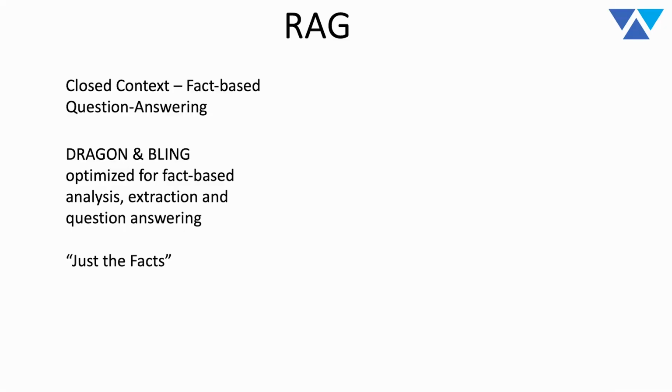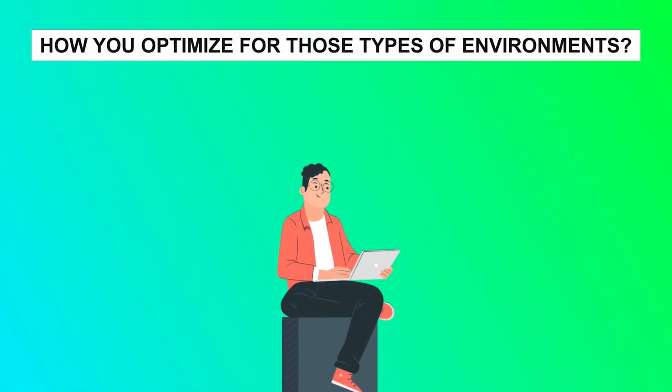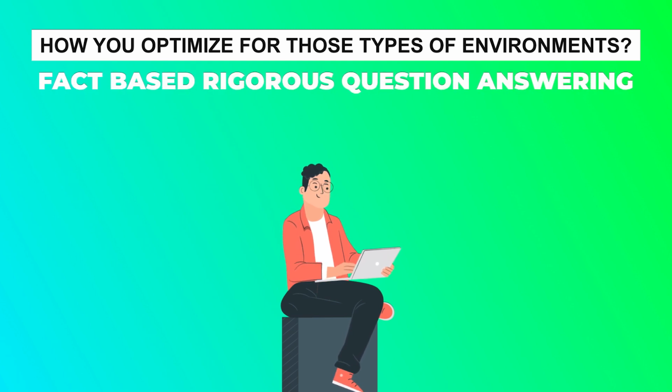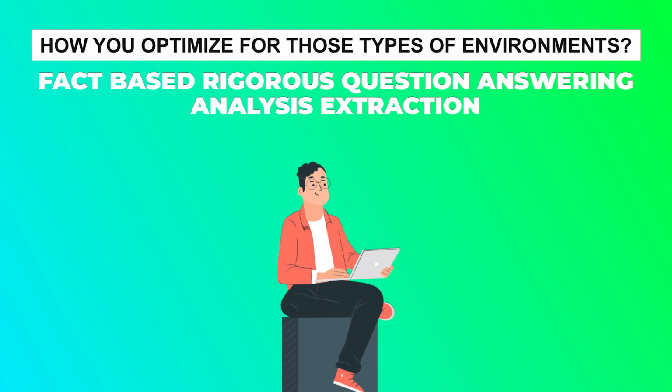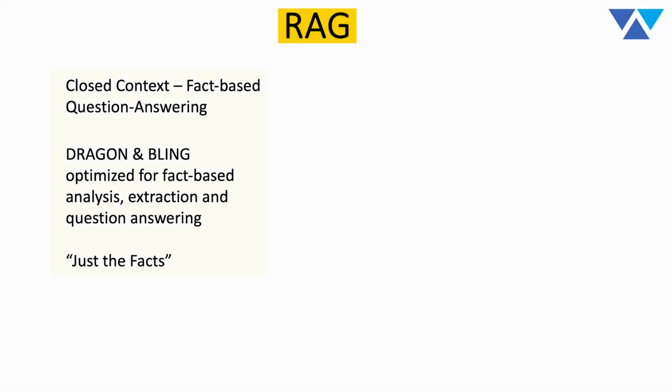Now, so much of what we do is in RAG, in retrieval augmented generation, financial services, and legal. And we focused pretty extensively with our Dragon and Bling model series on how you optimize for those types of environments in which you really want fact-based, rigorous question answering, analysis, extraction, stick just to the facts in financial context or in reviewing information that comes out of a legal contract or regulation.